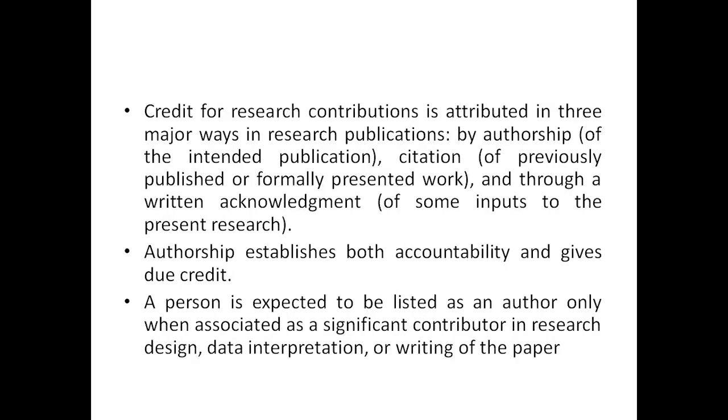So credit for research contributions is attributed in three major ways in research publications. The first is authorship, okay, then citation, and through written acknowledgement. The three things are there: authorship, citation, and written acknowledgement. So what is authorship? Authorship of an intended publication. So for example, if I have got 5 publications, I have got 5 authorships, right? Maybe I can be the corresponding author. If I am the principal or senior author, I will be the corresponding author. I can be the first author, I can be a co-author. So that is authorship of an intended publication.